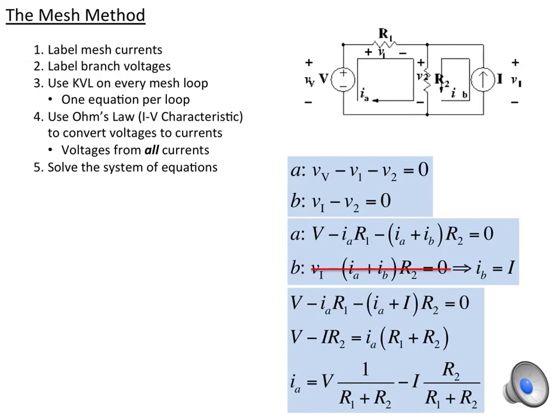We should check that the units work. Voltage over resistance gives current. Current times voltage times resistance over resistance, again, gives current.